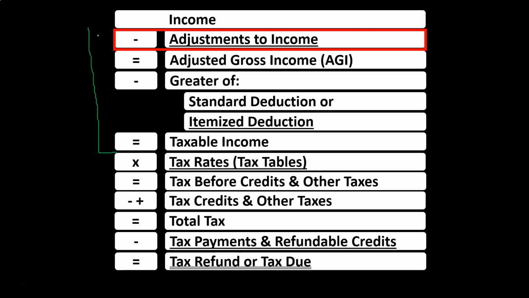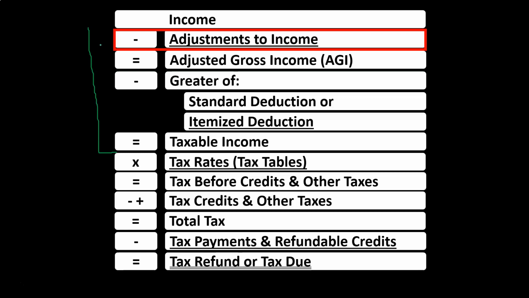On line 2, remember these can be considered basically above the line deductions, contrasting to the below the line deductions, which would be the greater of either the standard deduction or the itemized deductions. Many names for these above the line deductions. They're now on Schedule 1, so you can call them Schedule 1 deductions, above the line deductions, deductions for adjusted gross income, or you can think about them as adjustments to income.